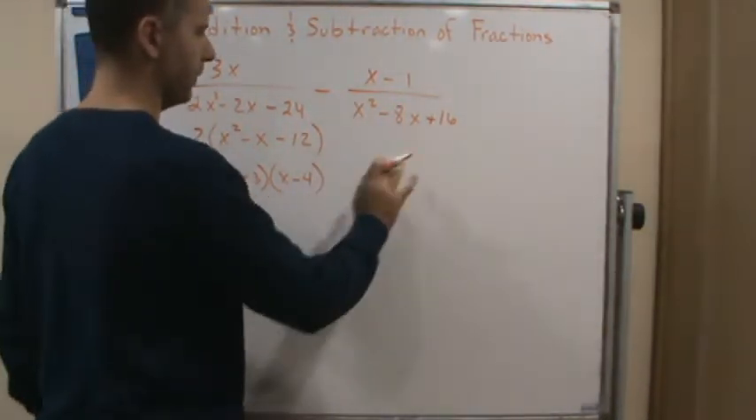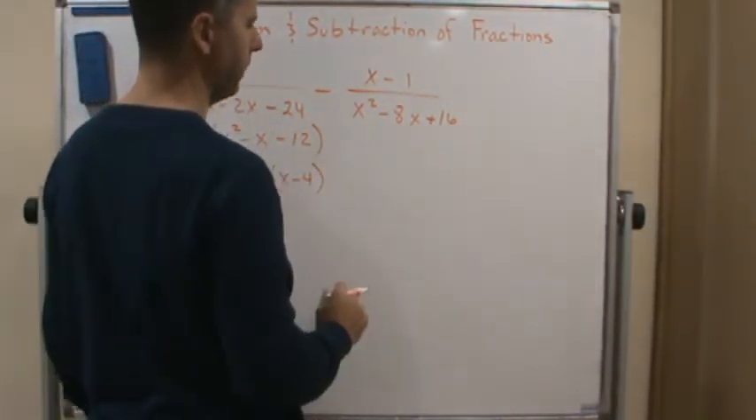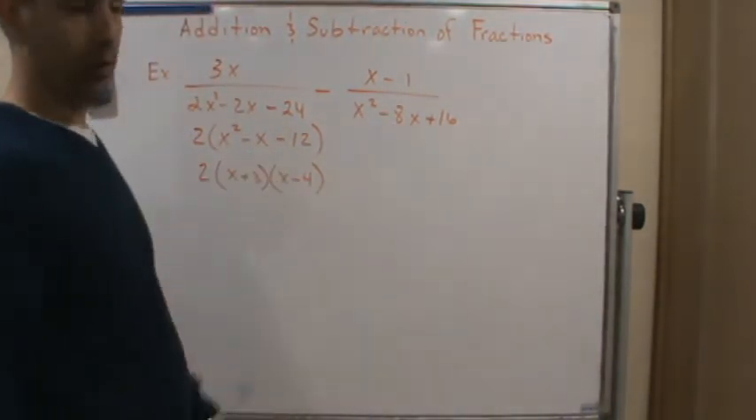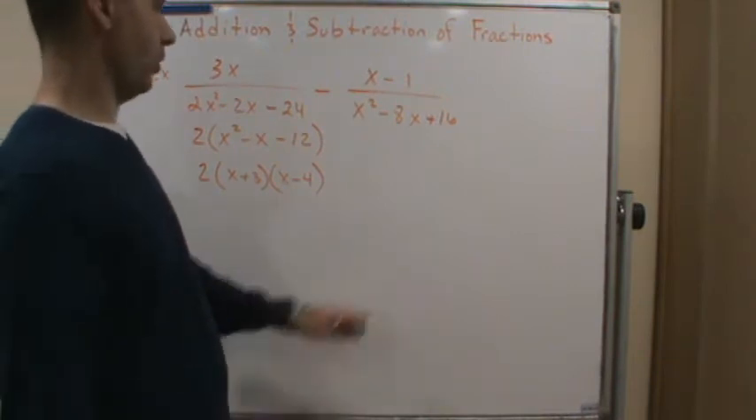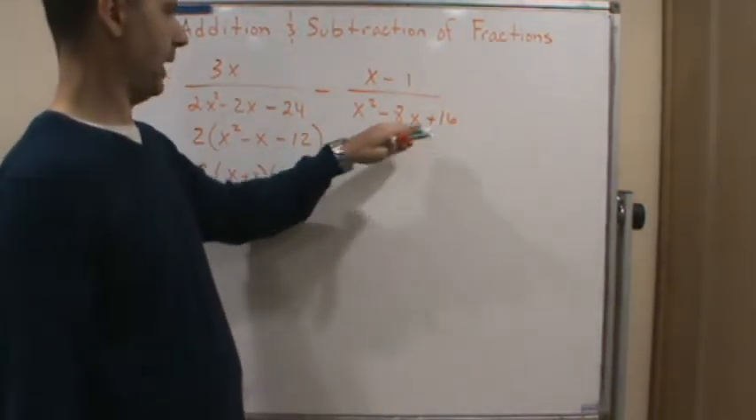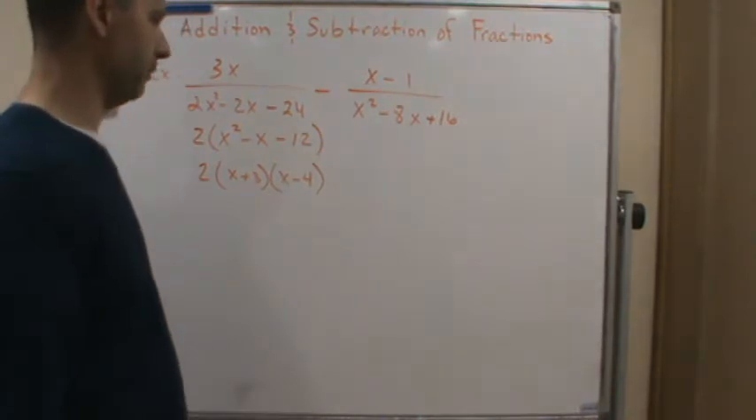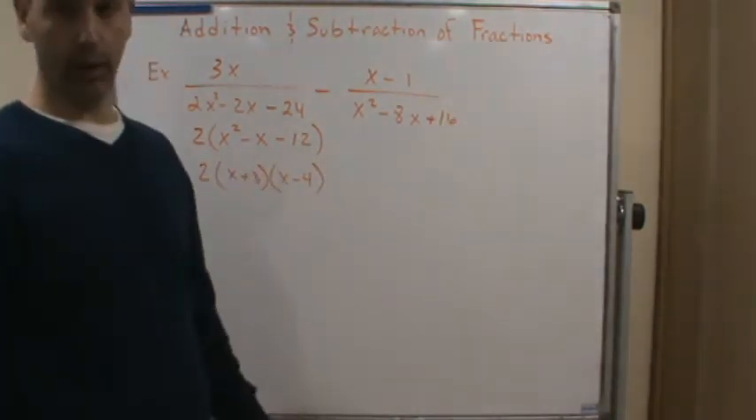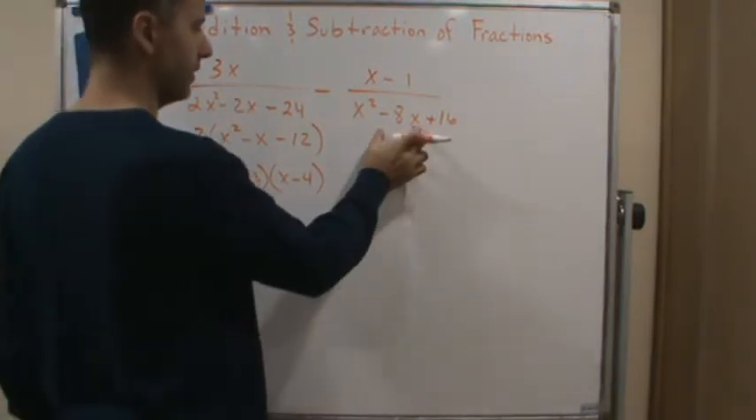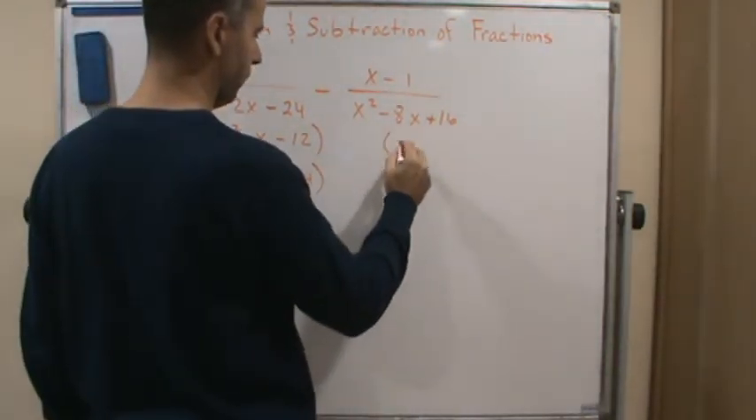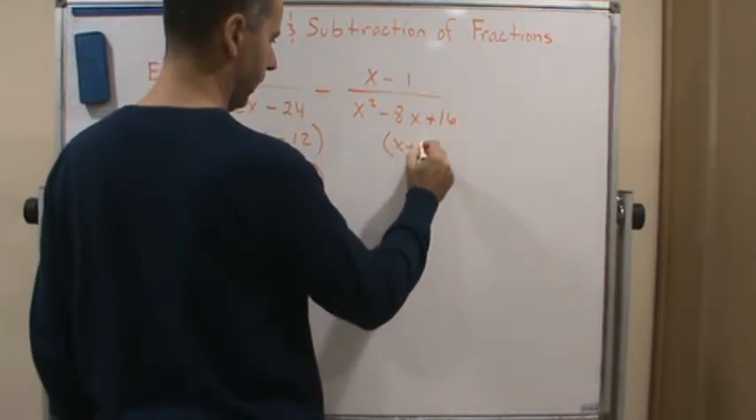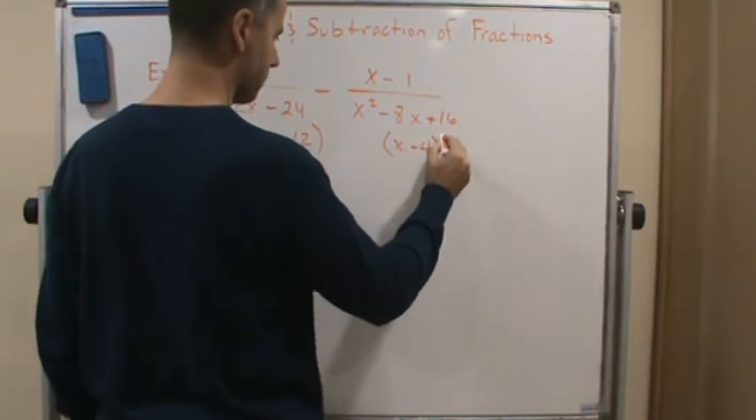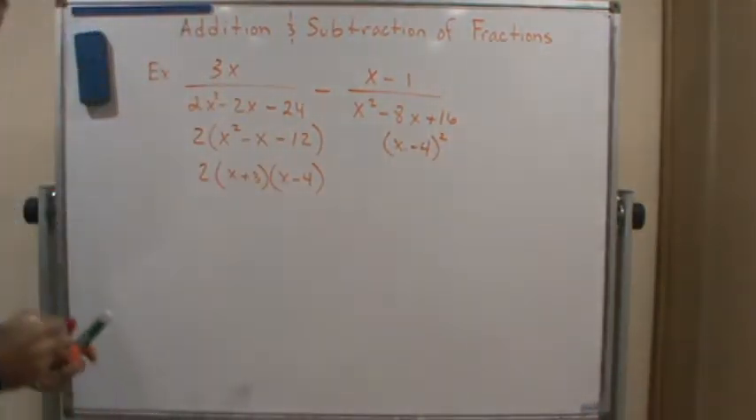Now what about this one? We can factor this one too. We need 2 factors of 16 that will add up to negative 8. They're both negative, because this is positive and this is negative, so they both have to be negative. In this case, it's going to be 4 times 4. This is a perfect square, so this is going to be x minus 4, so (x minus 4) squared.